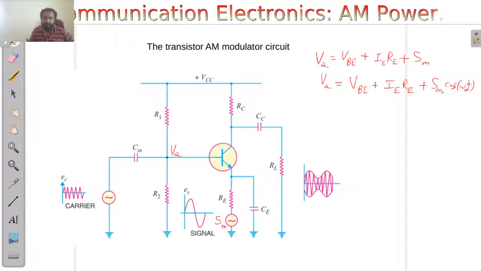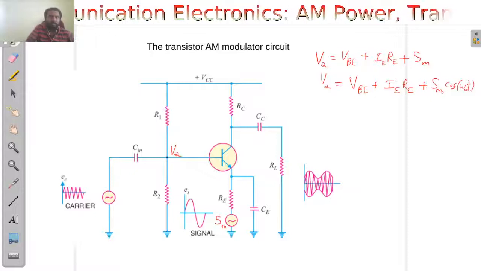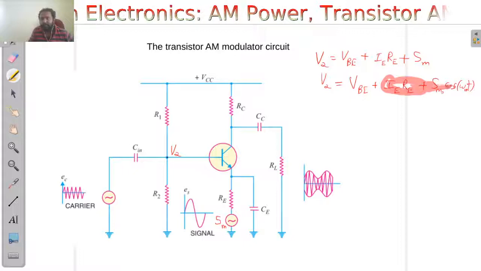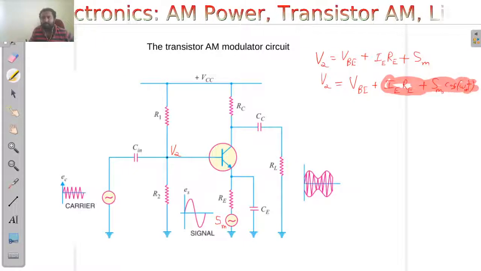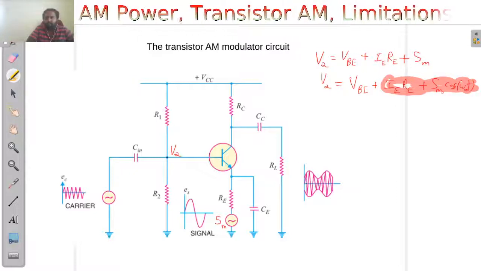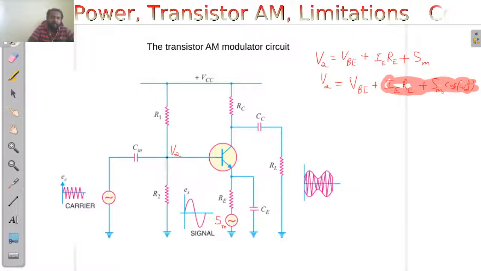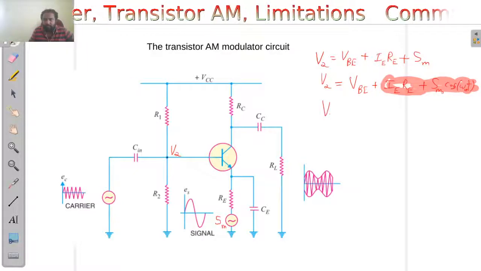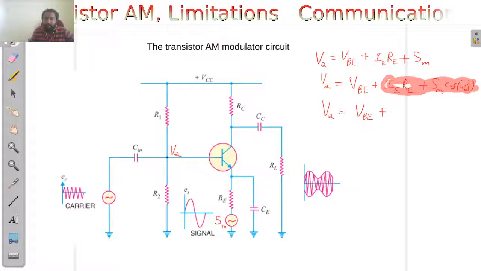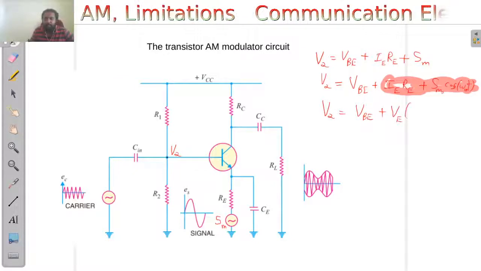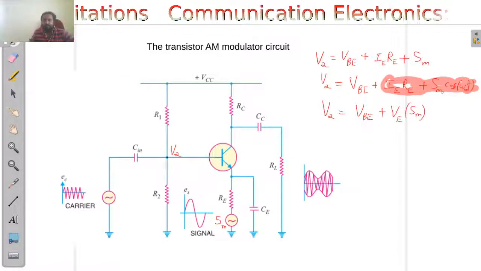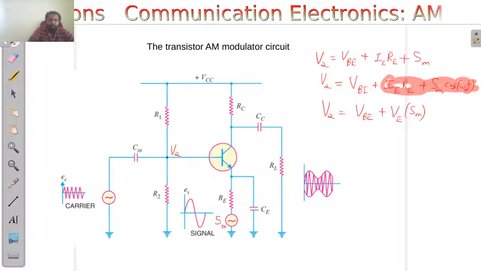So this is our V2. I can call this entire thing VE. Thus our V2 is equal to VBE plus VE. What is VE? VE is a function of SM. So I will write it like this. VE is a function of SM.